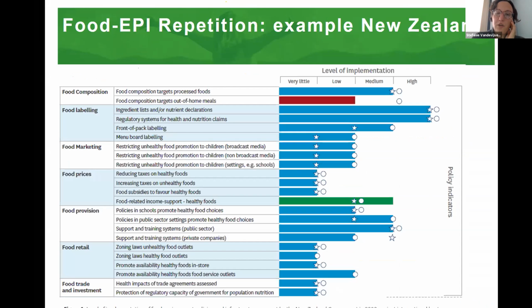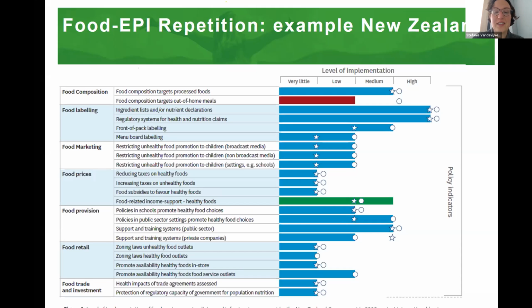As I said, it's a monitoring tool. Most countries that have conducted a Food-EPI so far have only done it once. So we really hope in the future that there will be more countries who repeat it. An example is New Zealand, which, since 2014, has done the Food-EPI 3 times and is able to compare progress. Although in this case, not much progress has happened. There was improvement for only 1 indicator.